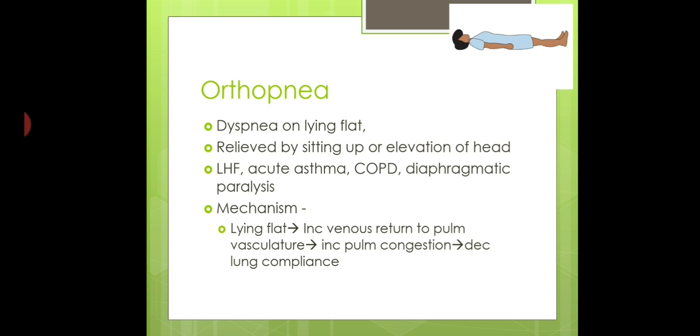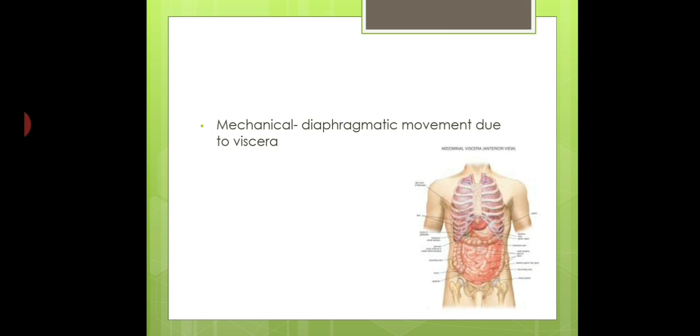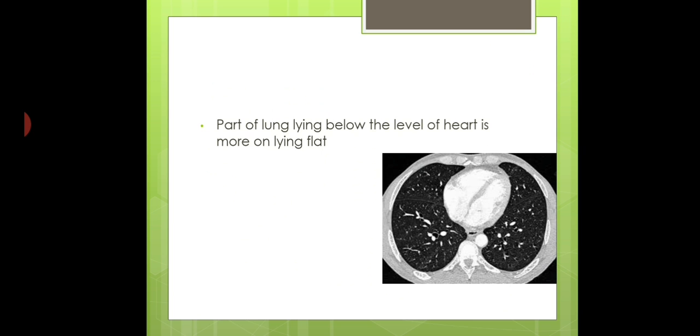Mechanisms of orthopnea: first, on lying flat, there will be increase in venous return to the pulmonary vasculature that causes increased pulmonary congestion, that causes decreased lung compliance. Next, a mechanical cause, diaphragmatic movement restricted due to viscera on lying flat. Next, more of the lung lies below the level of the heart on lying flat, that causes dyspnea, that causes the orthopnea.